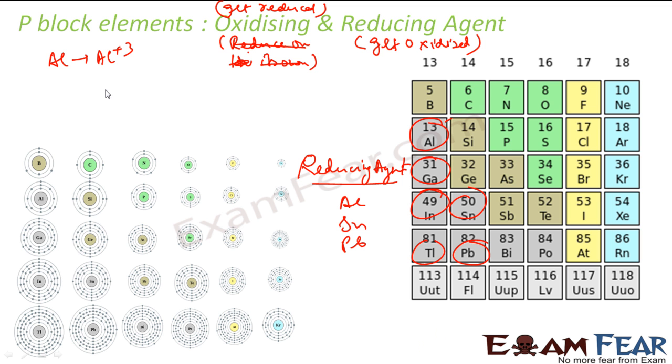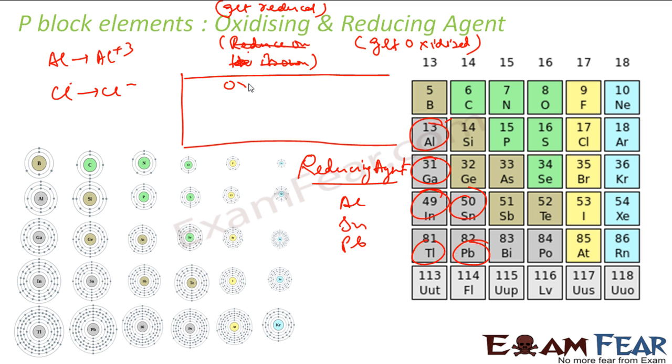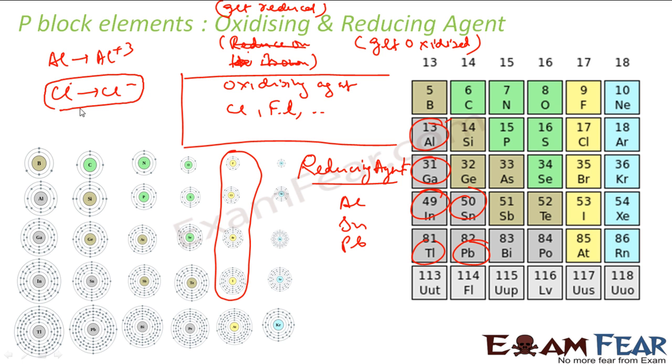Let's talk about oxidizing agents. For example, chlorine wants to become Cl-. From zero oxidation state, it wants to become Cl- because it's more stable. So chlorine is one which wants to get reduced on its own, so it is an oxidizing agent. Fluorine is also an oxidizing agent. Why? Because all these halogens have a hunger to get one electron. If they get one electron, they'll become very stable, so they'll always want to become Cl-.